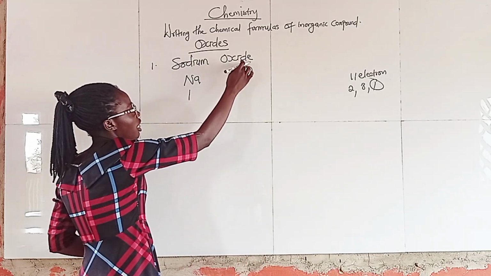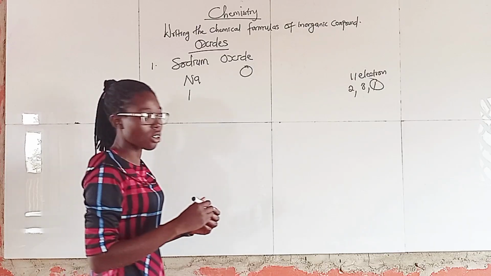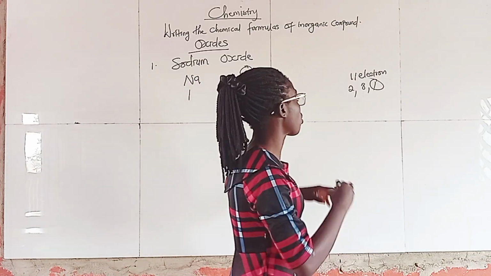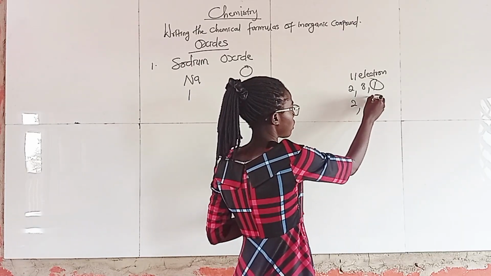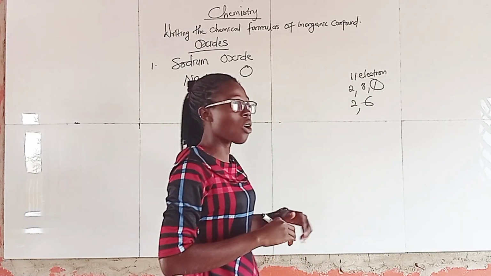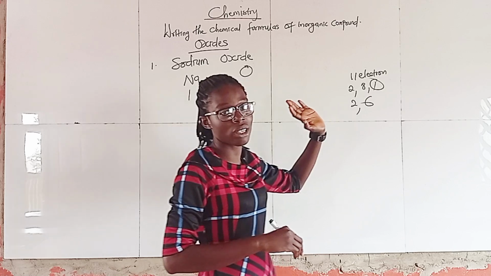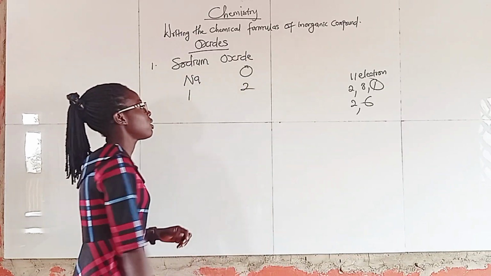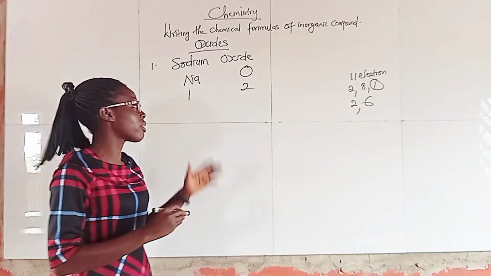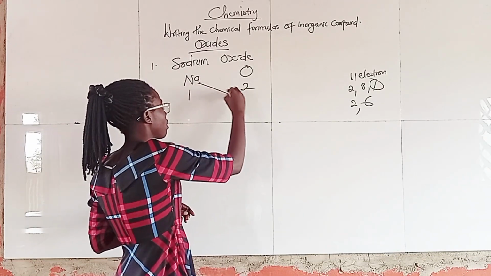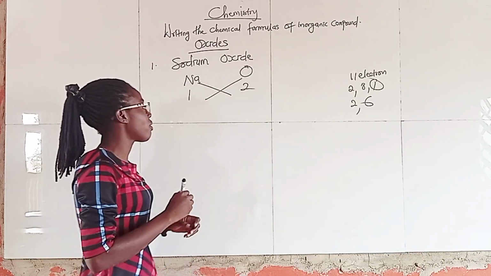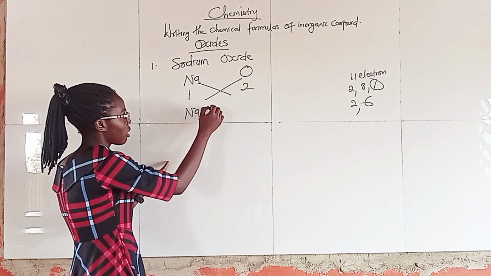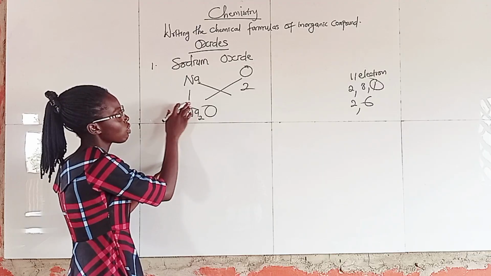Then oxygen. The valency of oxygen is 2. Oxygen needs 2 electrons to attain stability. Oxygen is a non-metal. In the first shell we have 2, then the second one we have 8. So oxygen needs 2 electrons to attain stability. It is a non-metal, so the 2 electrons is equal to its valency. After writing down the valency of the elements, exchange their valencies. Sodium will have 2, the valency of oxygen, and then oxygen takes the valency of sodium, which is 1.